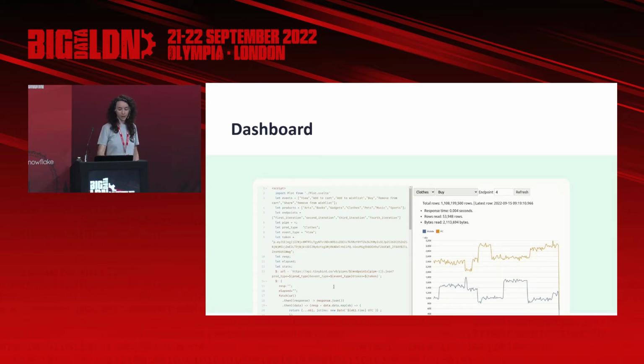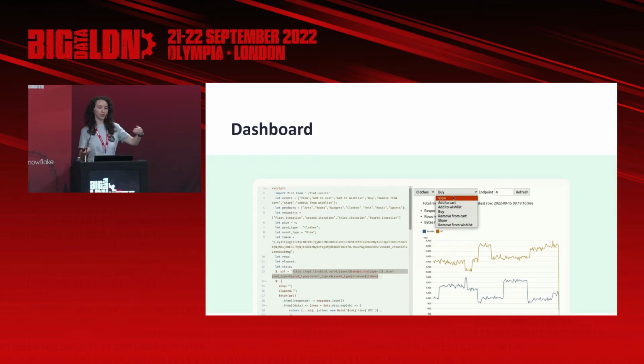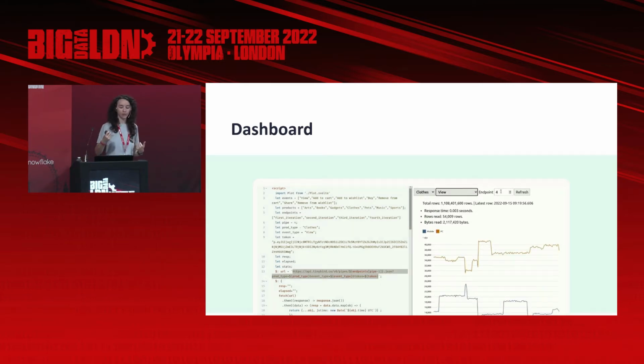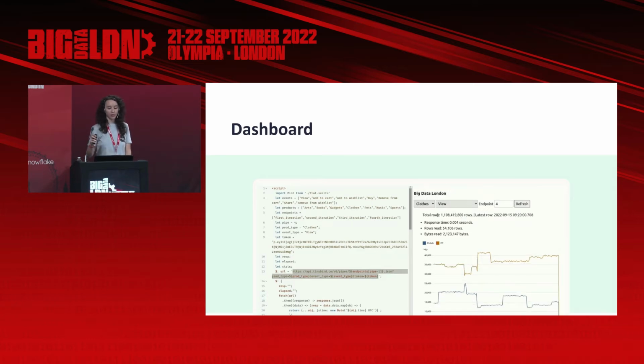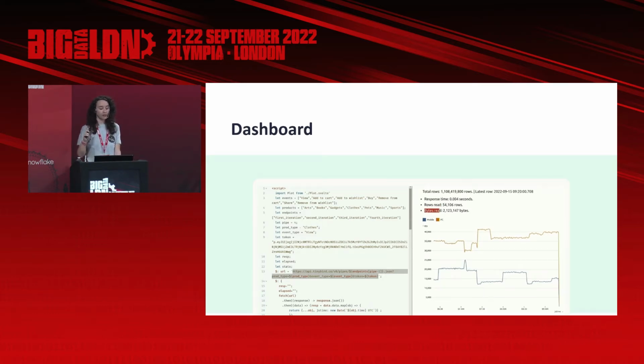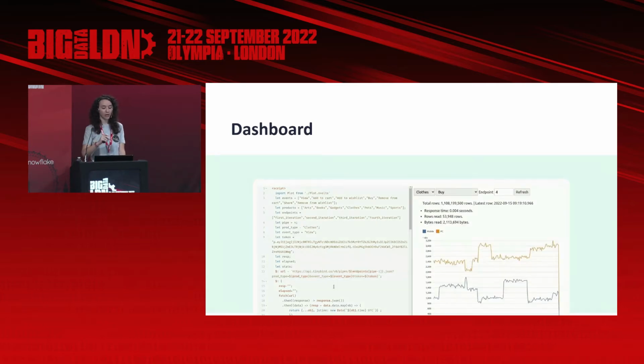We have created a dashboard. Let's see, it's working, right? To check how each endpoint is performing. Because if we only measure in seconds, we are not aware of how this is working, right? So in this dashboard, we can choose between product types and event type, and we can see the amount of rows that the table contains at that moment, the latest row ingested, and also the response time, the rows read, and the bytes of the query.